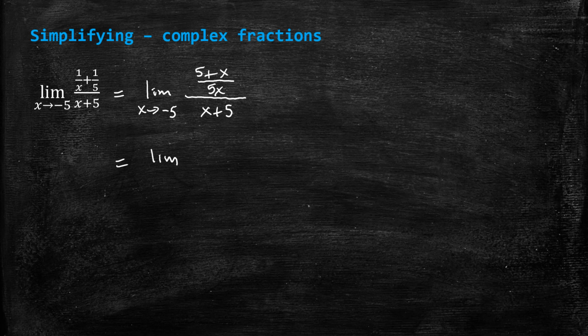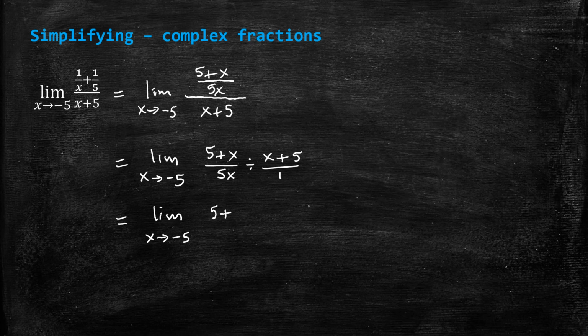And let's see if anything good comes of this. So then we have 5 plus x over 5x divided by x plus 5, which you can think of as x plus 5 over 1. So notice that I keep bringing down the limit statement. Don't lose this limit statement until the last step when you use direct substitution. So this is the same as times 1 over x plus 5.